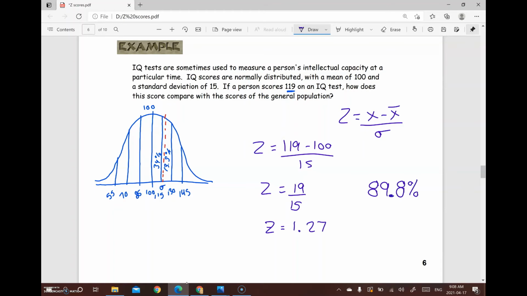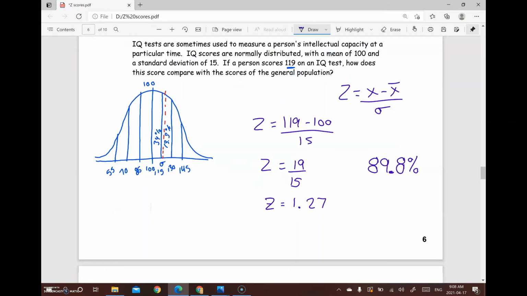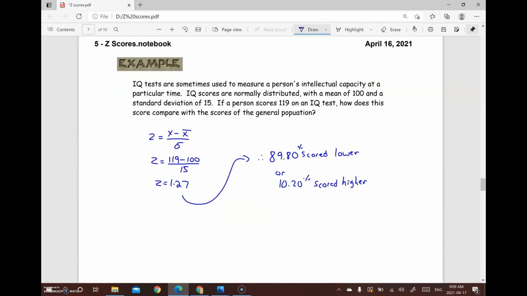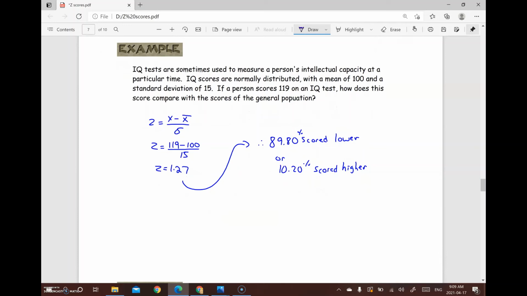So, if you were to score 119 on an IQ test, you would be smarter than 89.8% of the population on that day. And if you're curious to figure out who is better than you, you have to take that percentage and subtract it from 100. So 10.2% of the population would have done better.